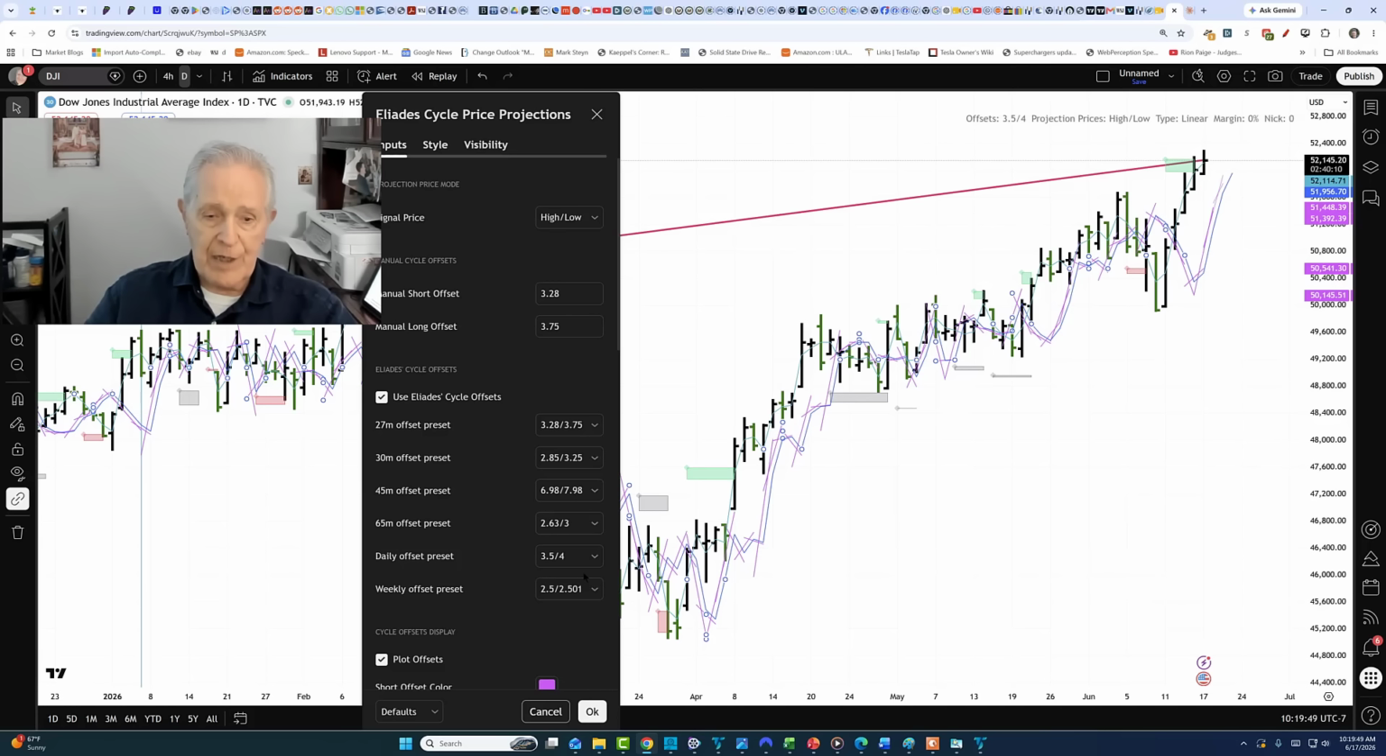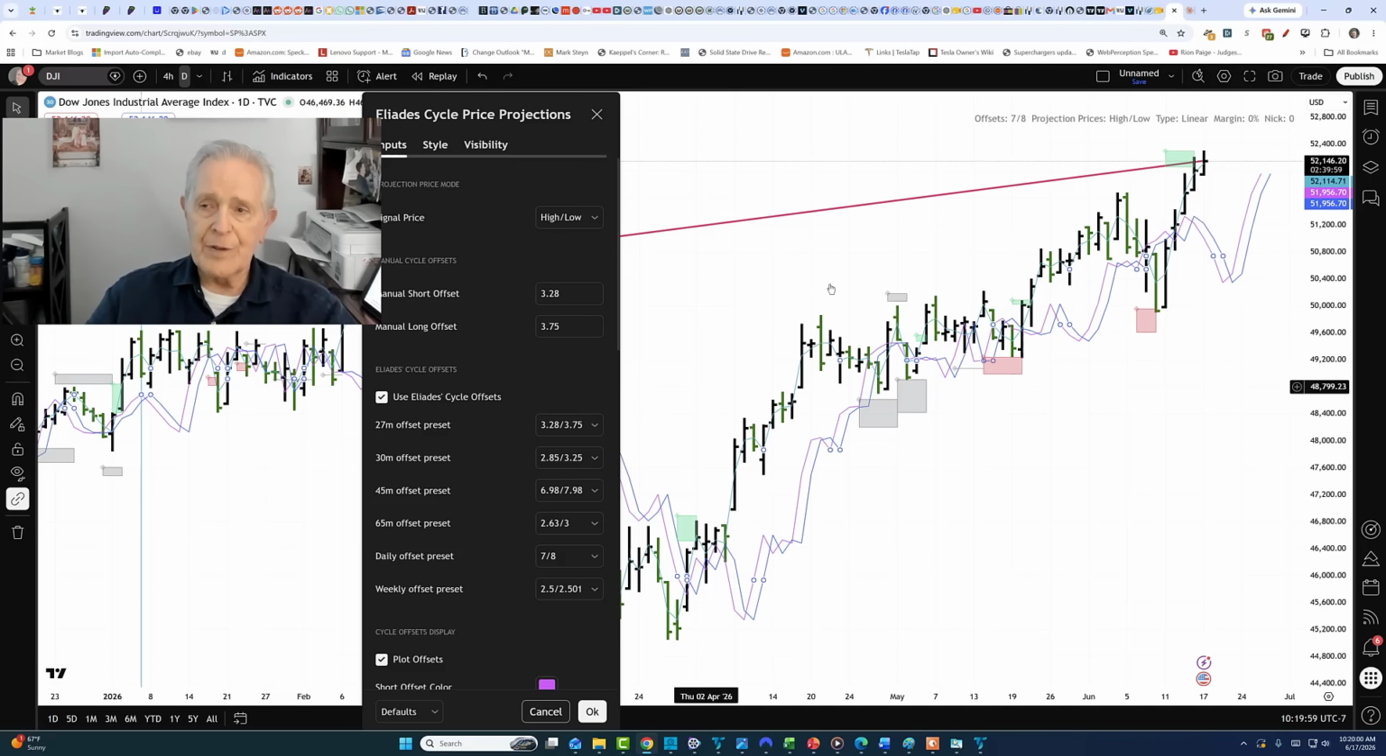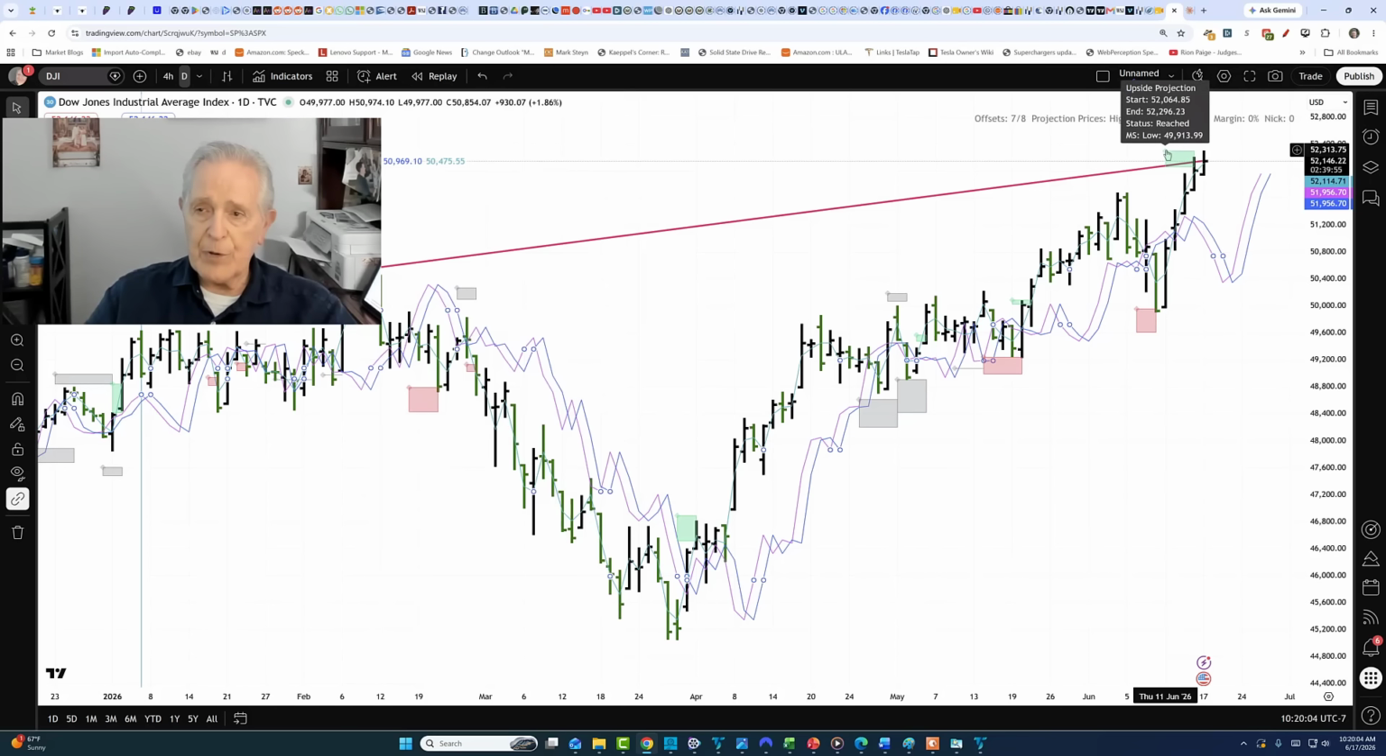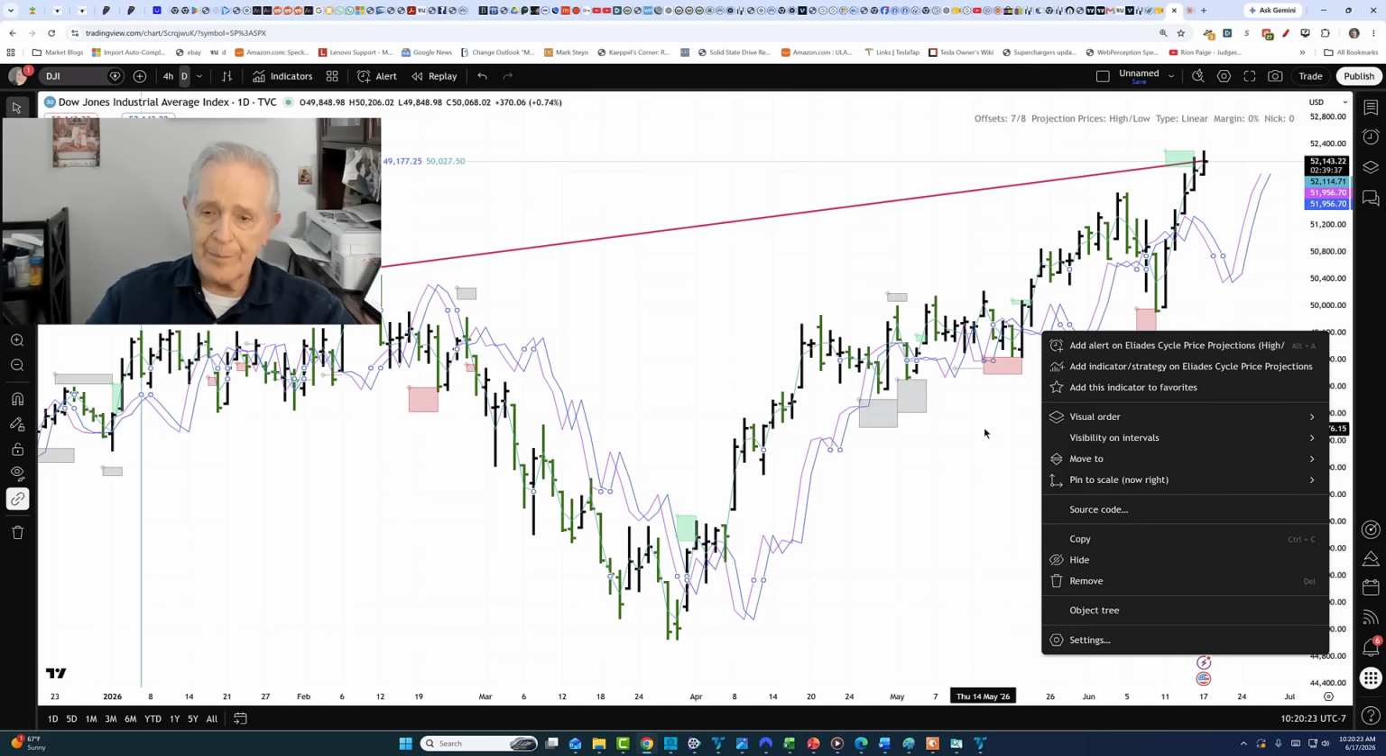Here's daily offset presets, 3.5 to 4. This is 7 to 8. And look at this, a relative bullseye. The upper end of the projection window, 52,296.23. Today's high, 52,286.23. Right into the projection window. Okay, let's move out further.